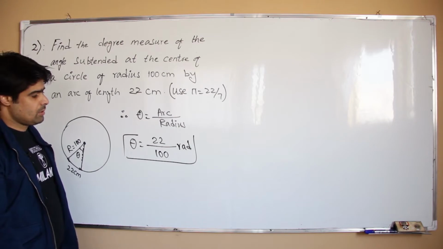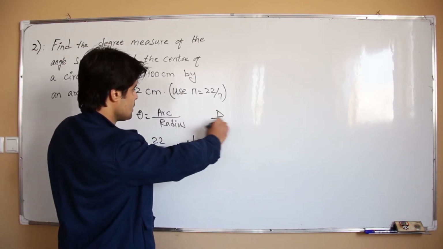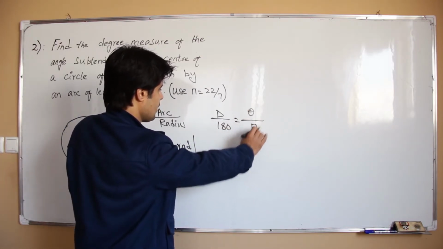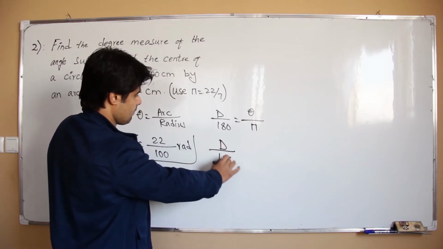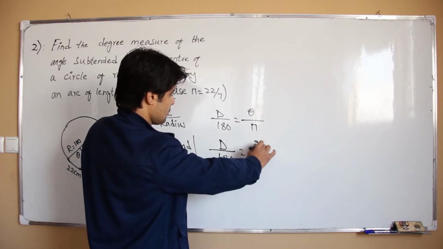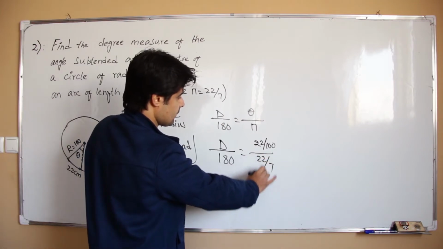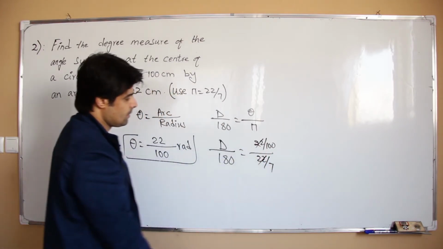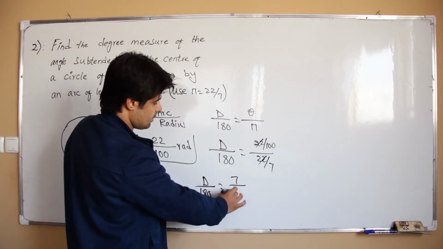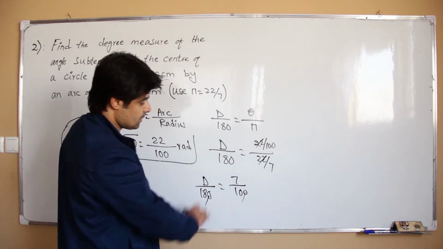Now this is in radians. But the question is in degree measurement. We had the formula D divided by 180 equals theta divided by pi. Instead of theta, you have to put 22 divided by 100, and then instead of pi, 22 divided by 7. This 22 with this 22 is cancelled. Now we will have D divided by 180 equals 7 divided by 100. Am I right? Yes. Now this 0 with this 0 is cancelled.